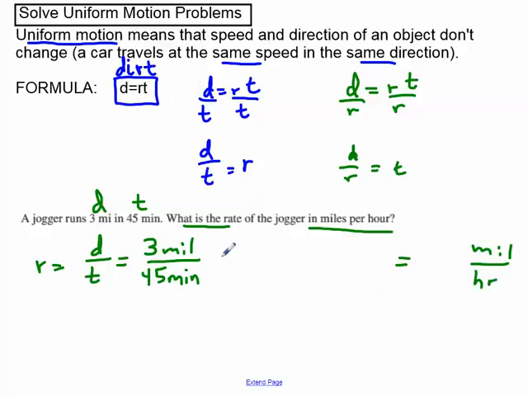I got miles per minute, so what do I have to do? I got to multiply by some conversion factor, minutes per hour, because what I want down here in the bottom is hours. What I have is minutes. I got to convert minutes to hours. So I need a conversion factor of minutes to hours, and I know that 1 hour is 60 minutes.